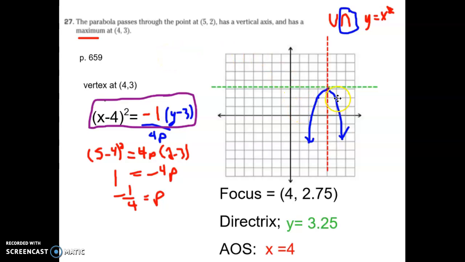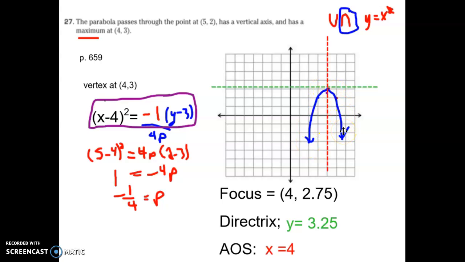So if I put the point (5, 2), that's right over here, and it has a maximum at (4, 3), which is right here. So I have a maximum there. Being that it's a maximum, that's the highest it can be, so this thing has to open down.